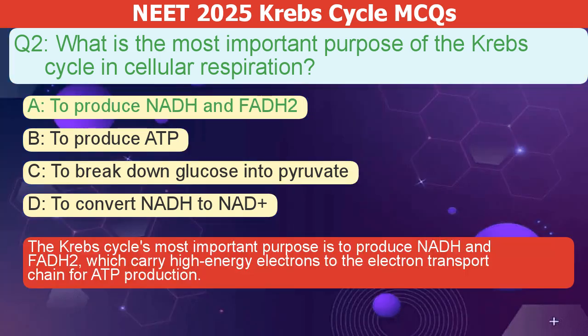The correct answer is A. The Krebs cycle's most important purpose is to produce NADH and FADH2. These carry high-energy electrons to the electron transport chain for ATP production.